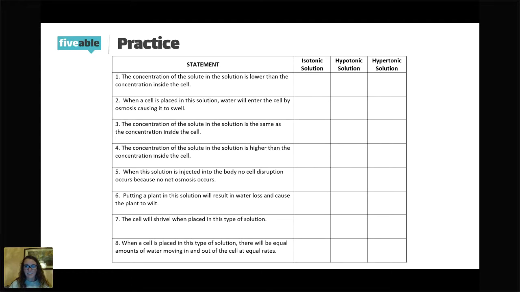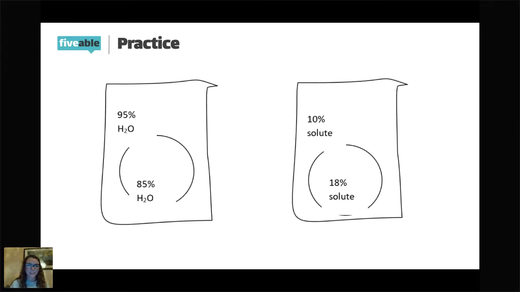Any answers? Hyper, good. Awesome. And then 8, when a cell is placed in this type of solution, there's an equal amount of water moving in and out. Iso, perfect. Any questions about any of those? I have 2 more practice problems for you. Okay, you guys crushed it, so nice job.